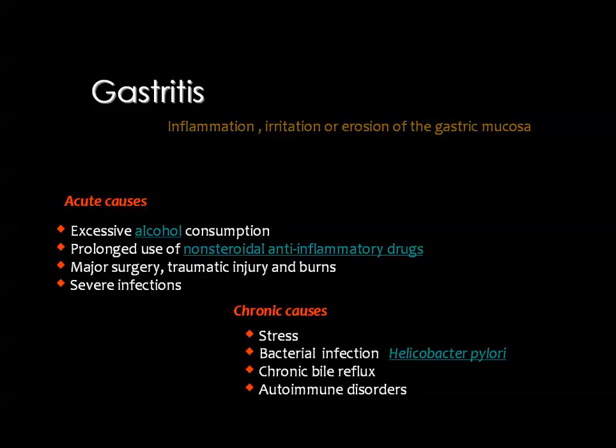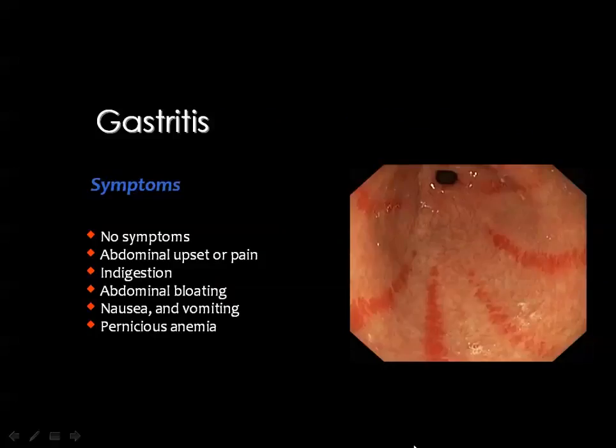While in chronic cases, the stress and H. pylori, also the chronic bile reflux into the stomach or autoimmune disorders may be responsible. And the symptoms of gastritis may include some abdominal pain or upset, indigestion, abdominal bloating, nausea, vomiting, and pernicious anemia due to continuous loss of blood. Also, you should remember that gastritis may be totally asymptomatic.